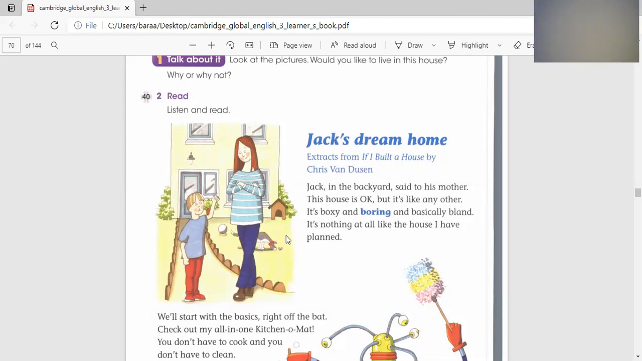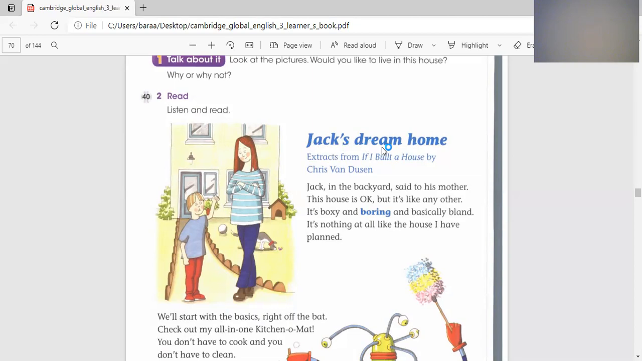So let's start reading the passage to know more details about what Jack's dream home is and how this home is. Jack's Dream Home. It's written here, guys, that it's an extract from "If I Built a House" by Chris Van Dusen. So this is a part of the story, "If I Built a House."